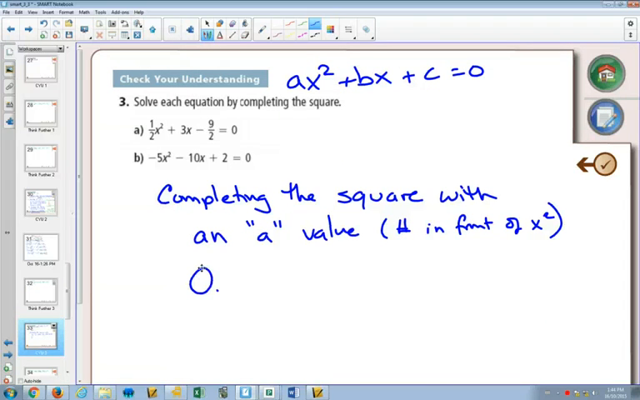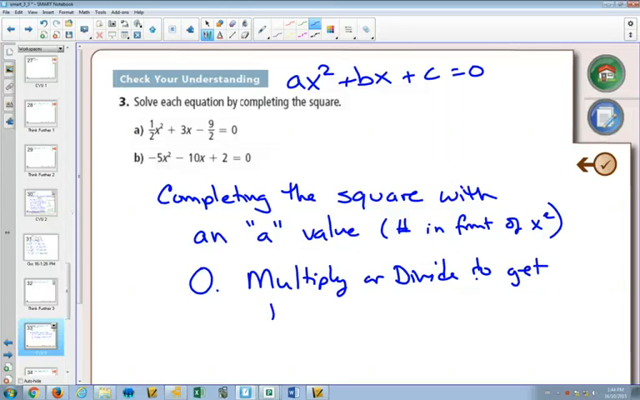In step 0, we are going to either multiply or divide to get just x squared. So what do I have right now? In front of my x squared, I have a half. If I wanted to get rid of that half, what would I have to do to a half to make it 1?